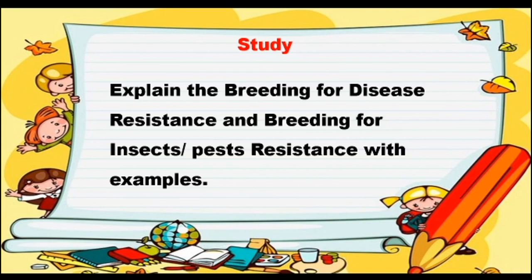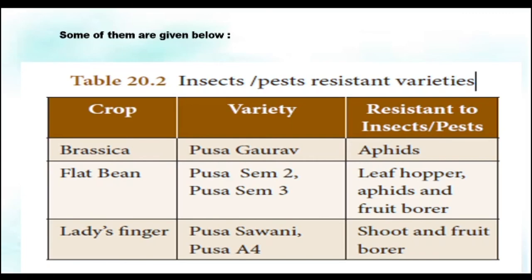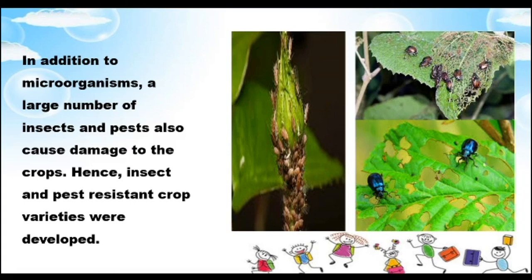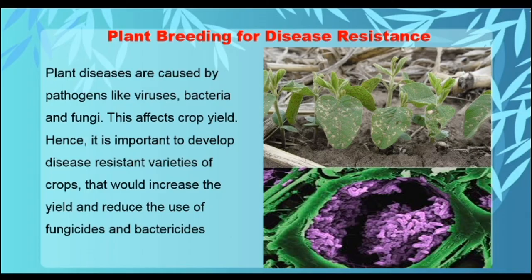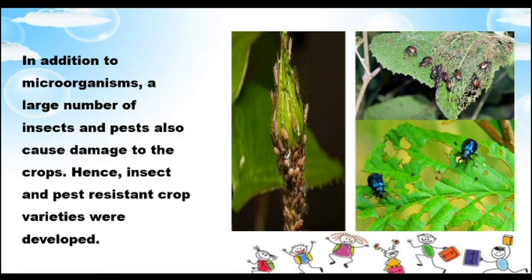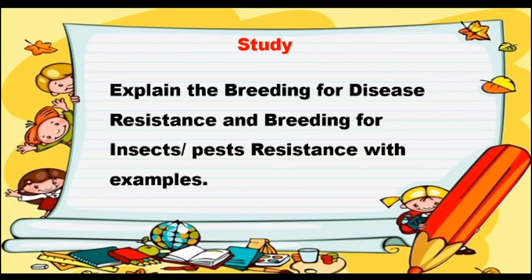Study this: explain breeding for disease resistance and breeding for insect and pest resistance with examples. First, explain breeding for disease resistance, which we have studied, and how to write the varieties with examples. The other is breeding for insect and pest resistance with examples. So you have to write all the details, in a tabular column with examples, then explain what resistance to insects is. This is one of the important questions. It may be asked as a 2 mark question. Sometimes they may ask 4 mark questions separately. Sometimes they may ask 7 mark questions also.